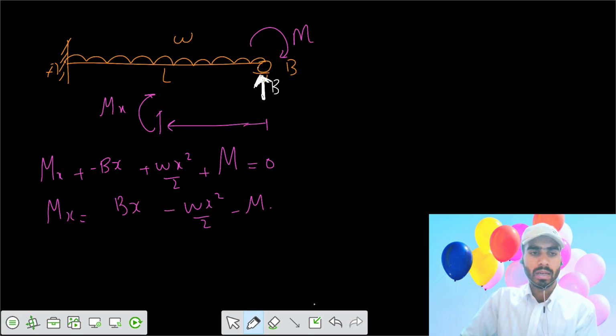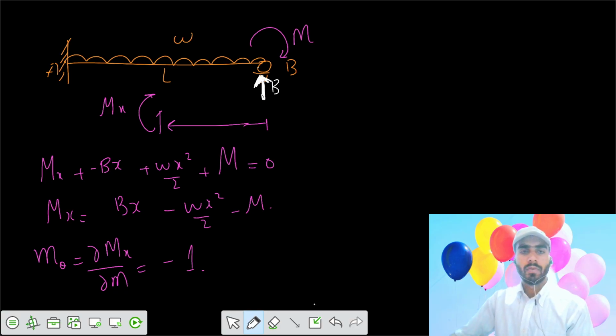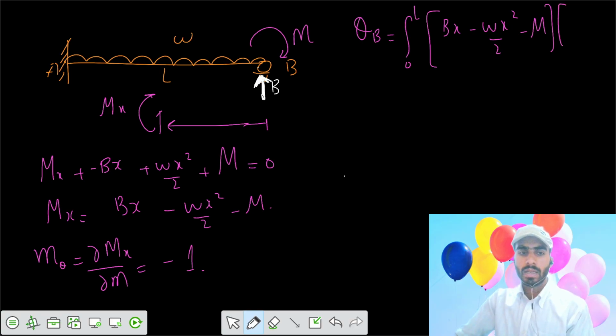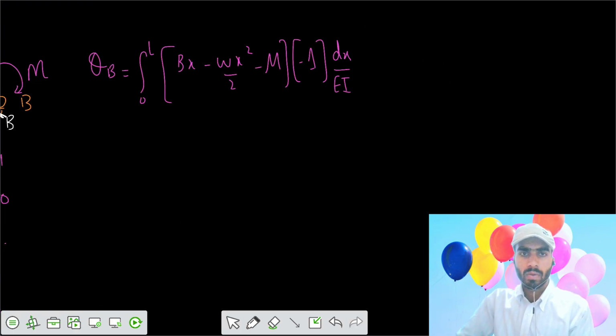Then the value of dou Mx by dou m, that is minus 1. Then the value of theta at B, you integrate from 0 to L, substitute the value of M, Bx minus wx square by 2 minus m, into dou Mx by dou m, that's minus 1, then dx by EI. Now since there was no moment m applied at that point, set m to 0, and the value of B equals 3 by 8 of wL.